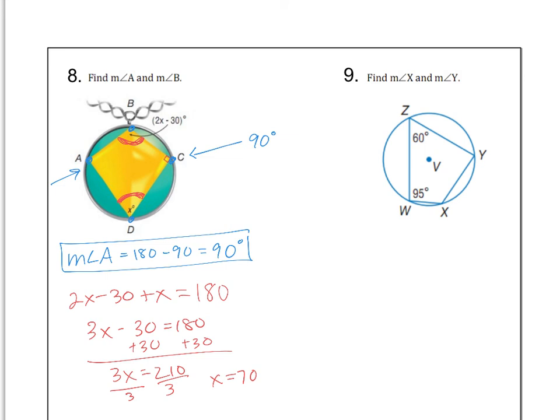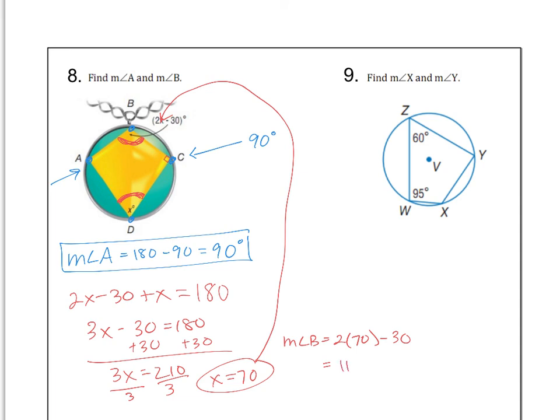To get our final answer, we need the measure of angle B. So take your 70, plug it in. So the measure of angle B is going to be 2 times 70 minus 30, which is 140 minus 30. So I think that is 110 degrees. Go ahead and pause the video and try number 9.